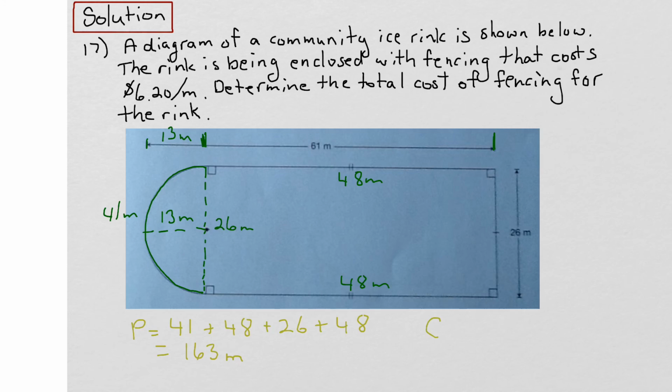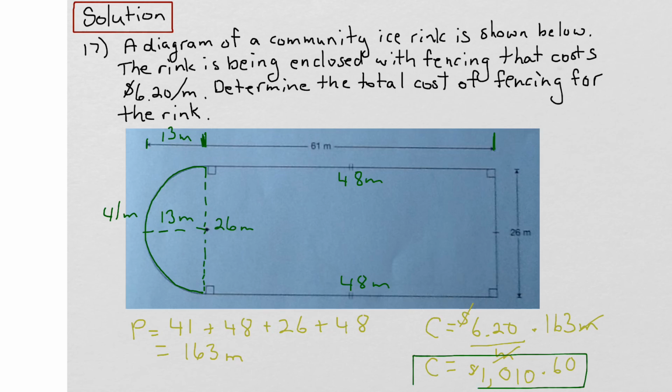Well, our cost of the fencing would be the $6.20 per meter, and I'll write it this way, 6.20 per meter, times the 163 meters that we're going to need. And here you can see that the meters will cancel out and we'll be left with dollars. So the total cost, when we plug that into our calculator, comes out to $1,010.60. And there you have it. The total cost for fencing this community ice rink is $1,010.60.